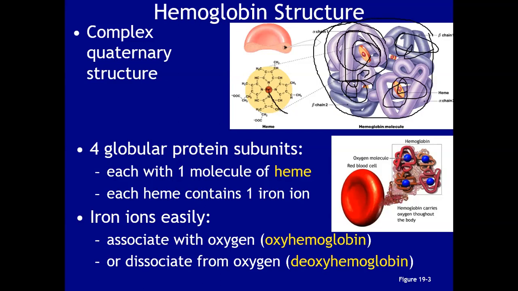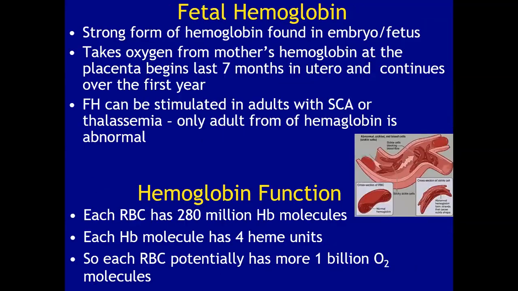And it shows you here all of these hemoglobin molecules making up the red blood cell. If we attach oxygen to it, we call it oxyhemoglobin. If there's no oxygen attached to it, we call it deoxyhemoglobin. So, how many hemoglobin molecules in a red blood cell? Okay, that's a good question.